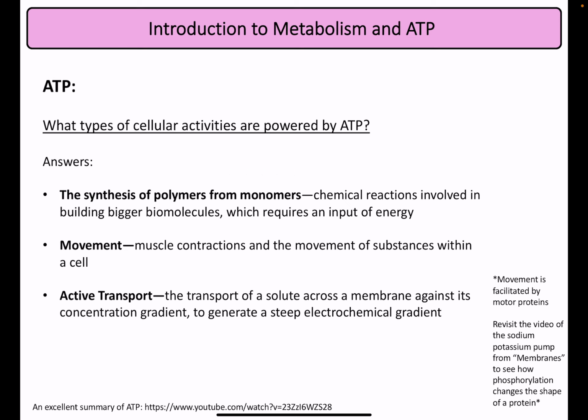Build bigger molecules. Again, that could be a protein, it could be your own DNA, right? Whenever a cell replicates itself, it has to replicate its DNA and build new DNA. So that's one class.